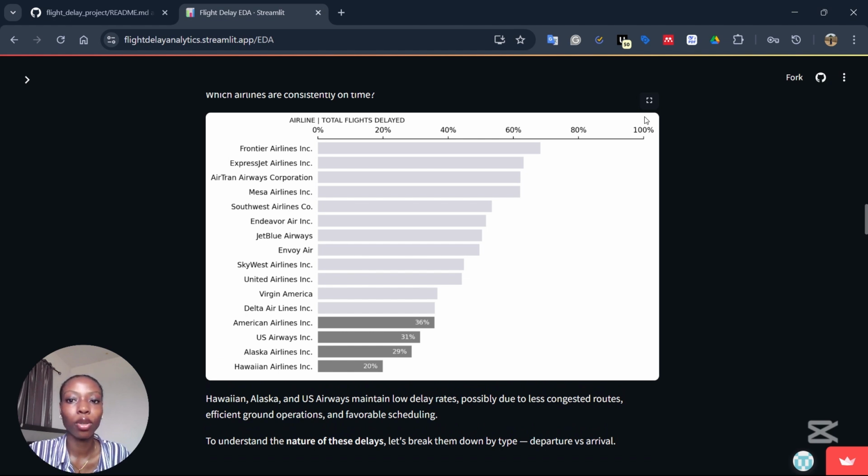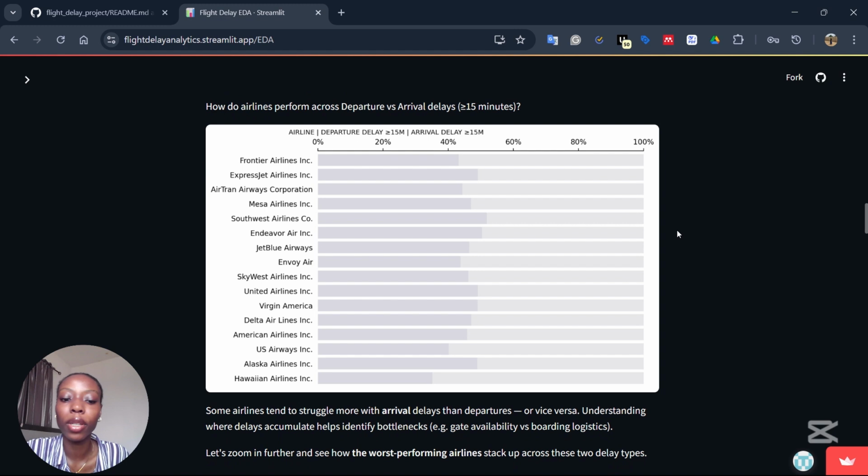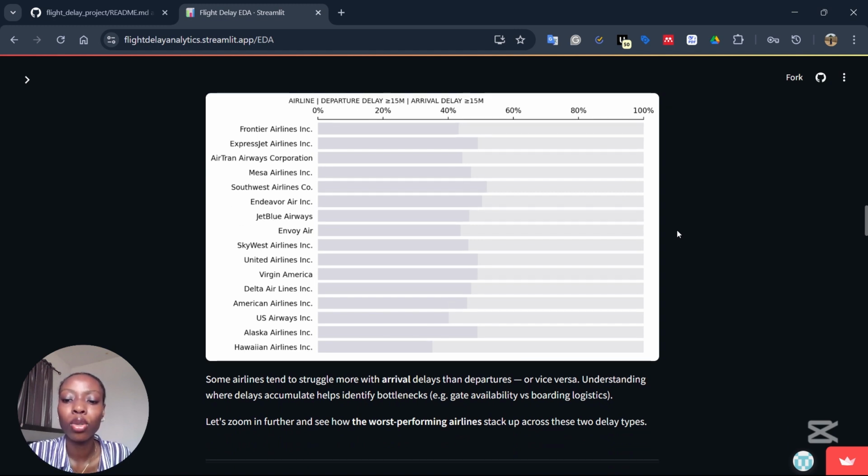That is the departure versus arrival. So how do airlines perform across departure versus arrival delays that are greater than or equal to 15 minutes, you'd ask? We can say some airlines tend to struggle more with arrival delays than departures or vice versa. And understanding where delay accumulates helps identify bottlenecks, that is probably gate availability or boarding logistics. So let's zoom in further and see how the worst performing airlines stack up across these two delay types.